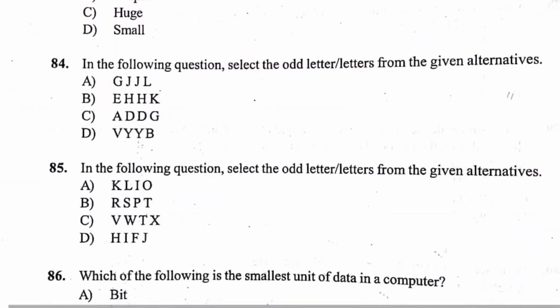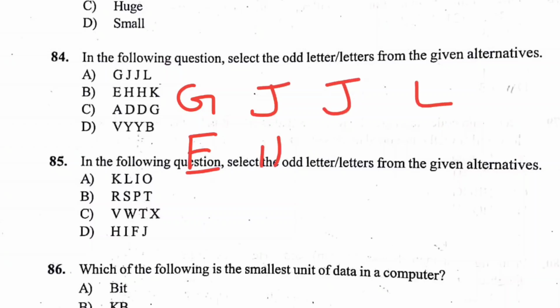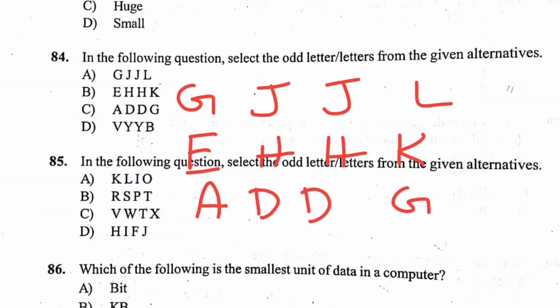Now next question is, in the following situation, select the odd letters from the given alternatives. So we have G, J, J, L. Then we have E, H, H, K. Then we have A, D, D, G. So we have V, Y, Y, B.